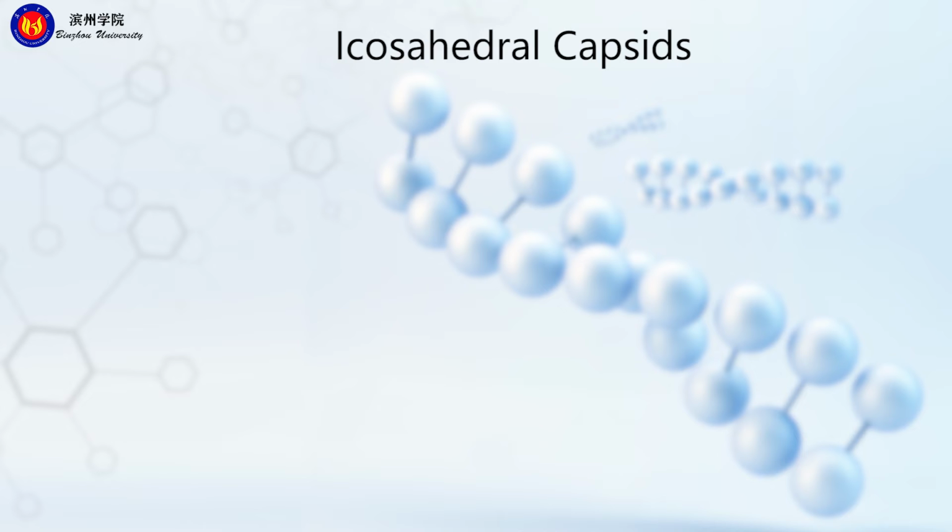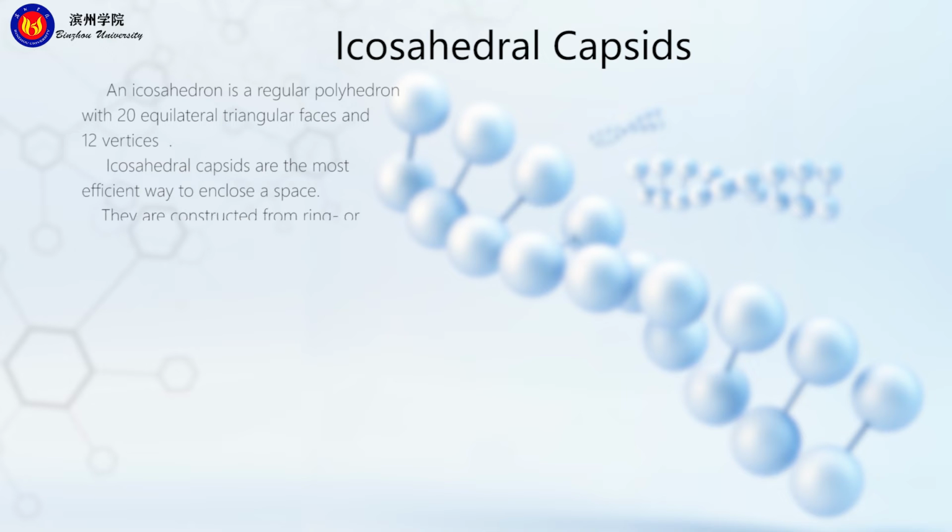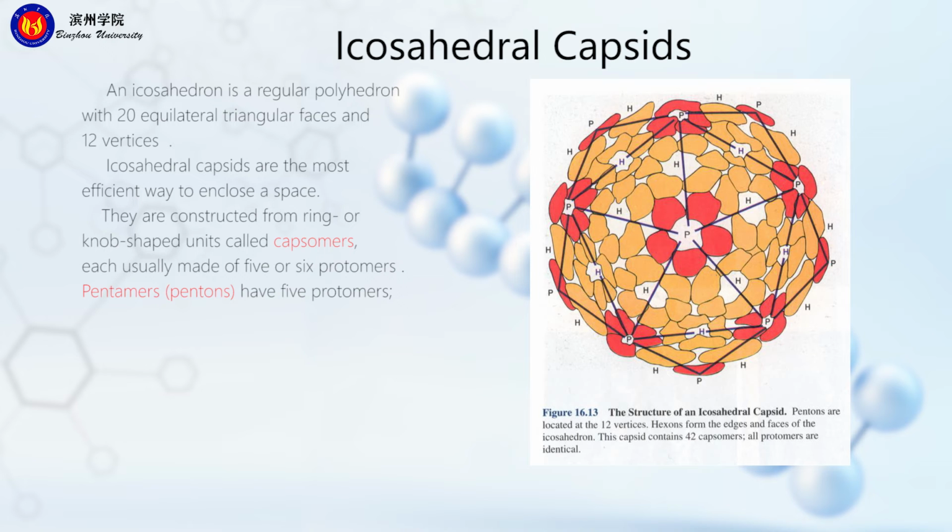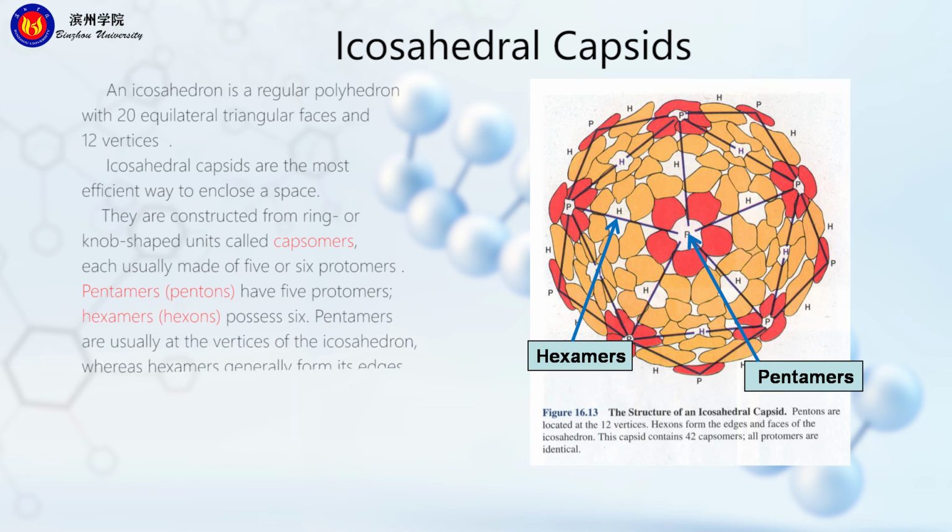Then let's see the icosahedral capsid. An icosahedron is a regular polyhedron with 20 equilateral triangular faces and 12 vertices. Icosahedral capsids are the most efficient way to enclose a space. They are constructed from ring or knob-shaped units called capsomers, each usually made of 5 or 6 protomers. Pentamers have 5 protomers. Hexamers possess 6. Pentamers are usually at the vertices of the icosahedron, whereas hexamers generally form its edges and triangular faces.